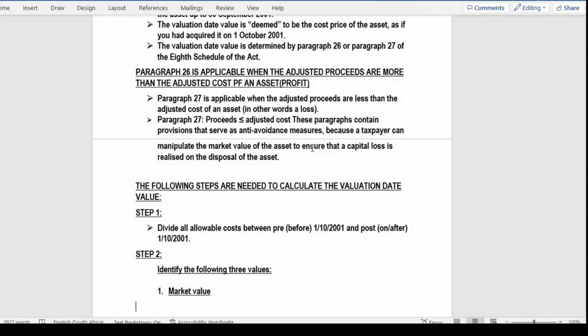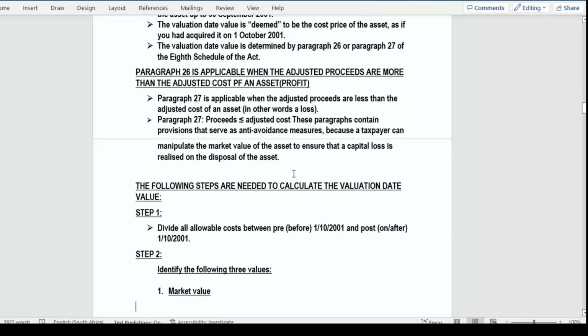Paragraph 27, proceeds are less than or equal to the adjusted cost. This paragraph contains provisions that serve as an anti-avoidance measure because a taxpayer can manipulate the market value of an asset to ensure that a capital loss is realized on the disposal of an asset. Right, so if you look at the less-than-or-equal sign, the intention there is just to stop the taxpayer from manipulating figures in terms of the capital loss, because the reason why they would end up with the capital loss is because they want to avoid paying the 40% of the CGT.